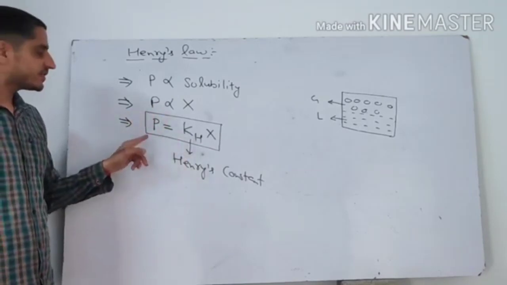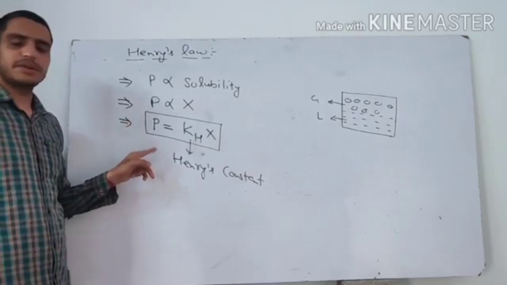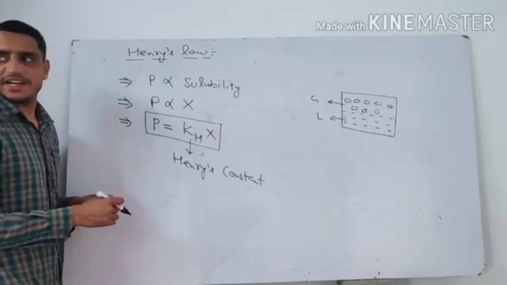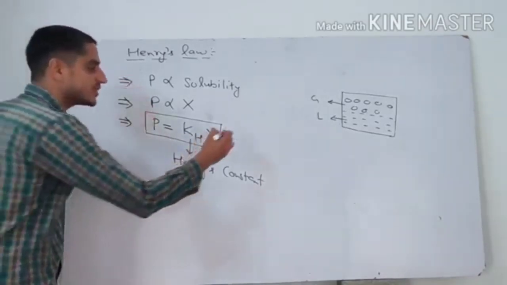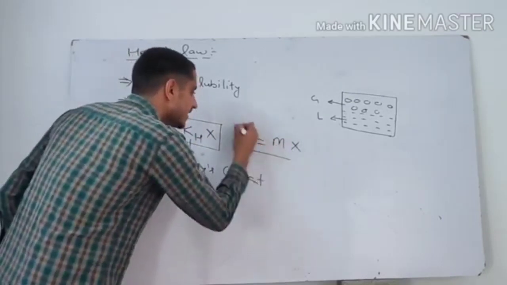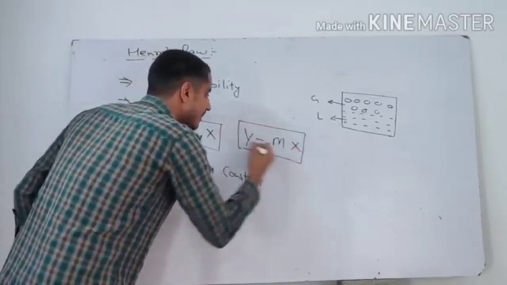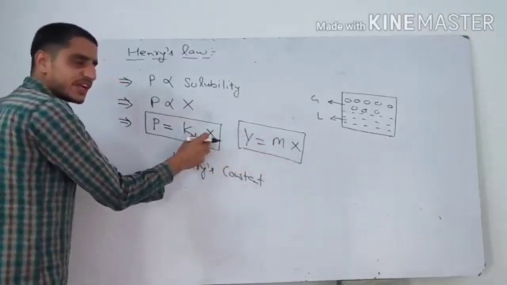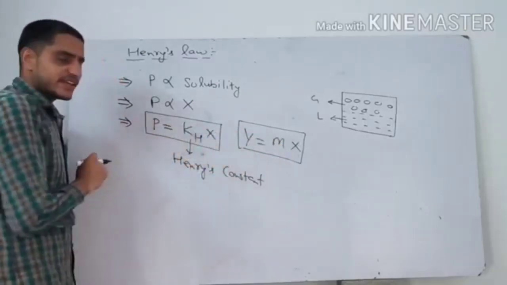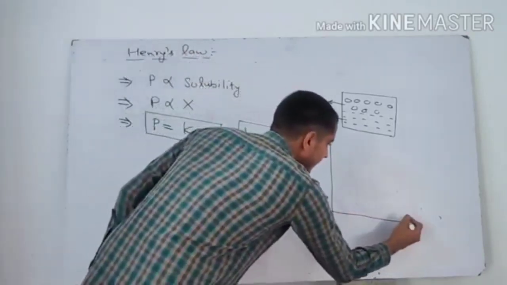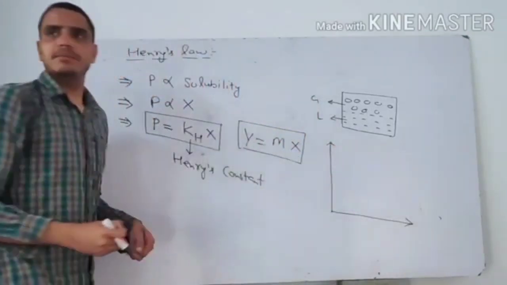Now after this we will study the graph between pressure and mole fraction. You have studied in mathematics the equation y is equal to mx. Here y is partial pressure, x is mole fraction, and m is Kh. So we can make a graph here.